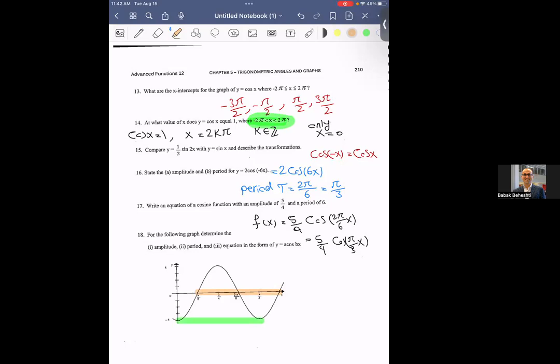So the amplitude is (4 minus -4) divided by 2, which is just 4. Is that clear? Now, can you tell me what is the period of this function from the picture? Liana, can you tell me? Pi over 2.